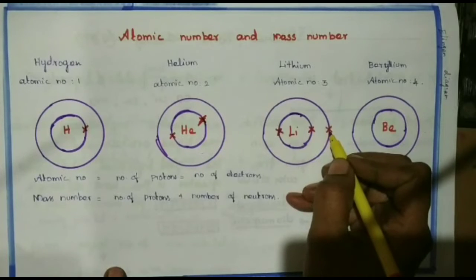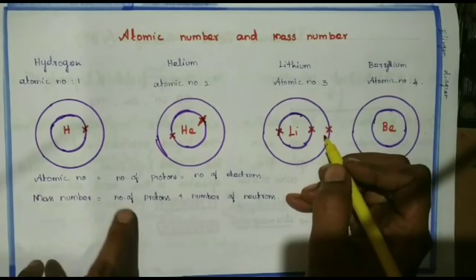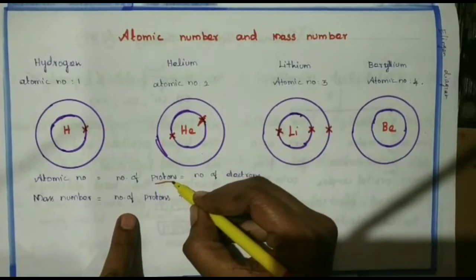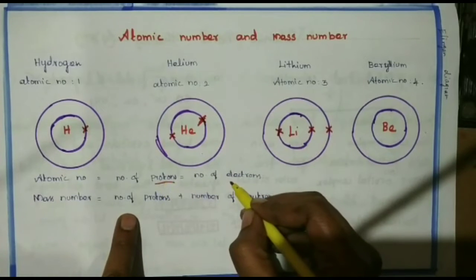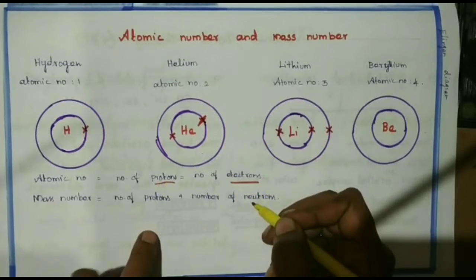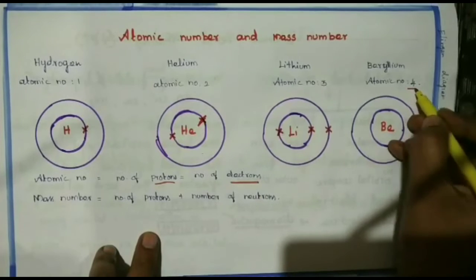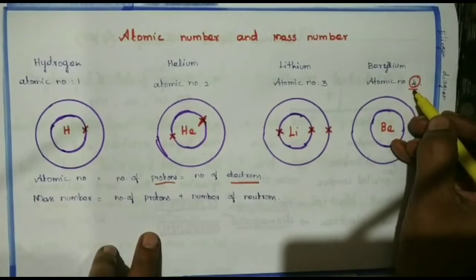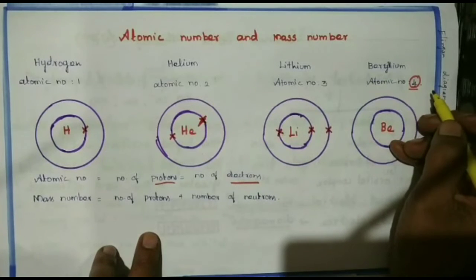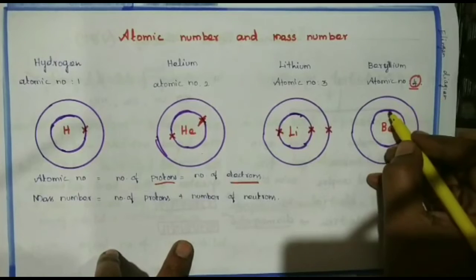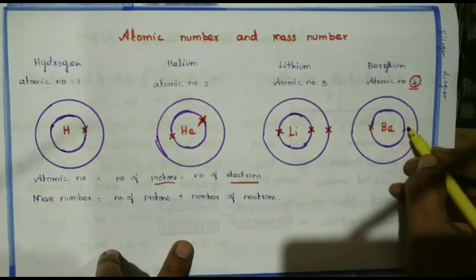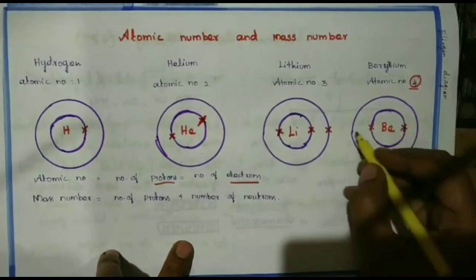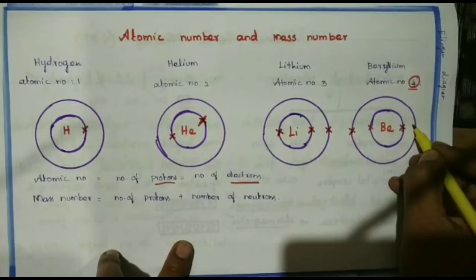So atomic number is equal to the number of protons and equal to the number of electrons. Okay, then atomic number is 4. So here what is 4? 4 means the number of protons is equal to 4 and the number of electrons is also 4. Therefore 2 in the first shell, remaining 2 in the second shell.